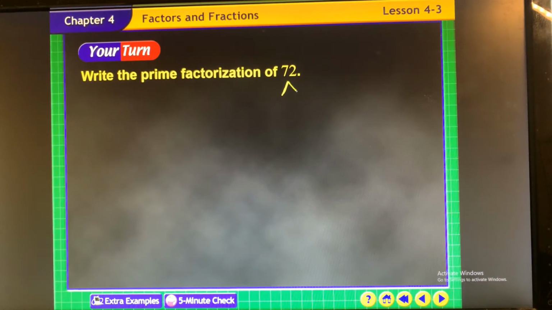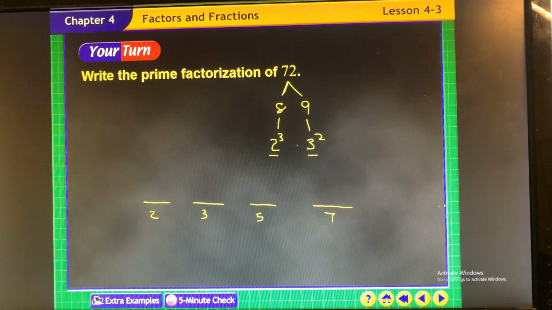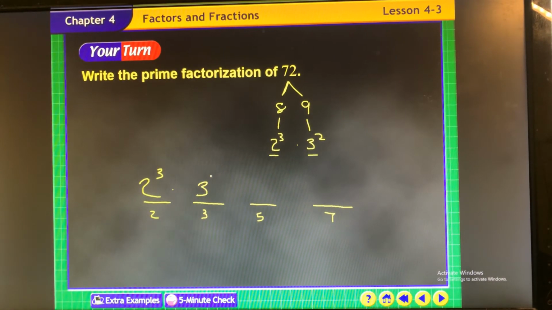72, just depends on how you want to do it. 8 times 9. I know that 8 is 2 cubed and that 9 is 3 squared. Done. Always put your factors in order from smallest base to largest base. That's why I said do these lines, so that you know it goes 2, 3, 5, 7. Are those the only primes? No, there's a lot of other primes, but they'll go back here. These are the most common primes used, okay? Always put them in order. 2 cubed times 3 squared. Done.